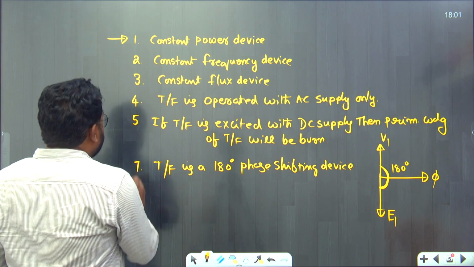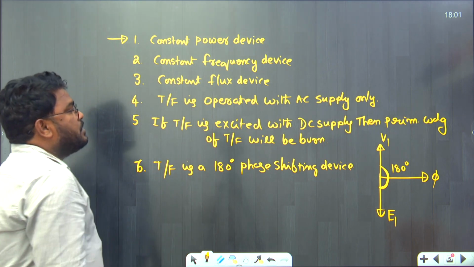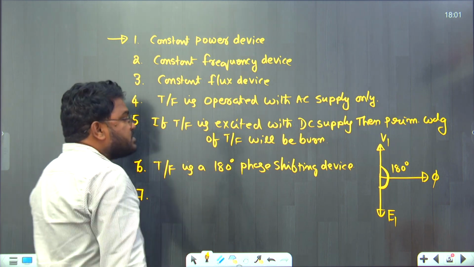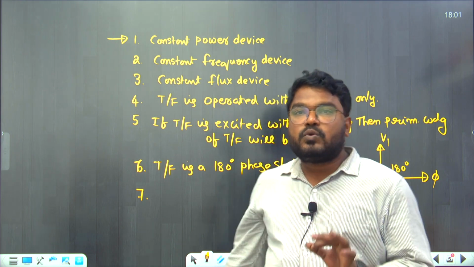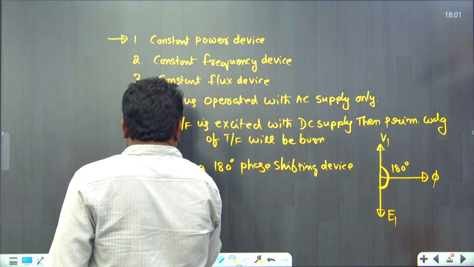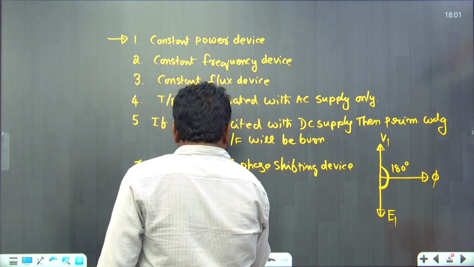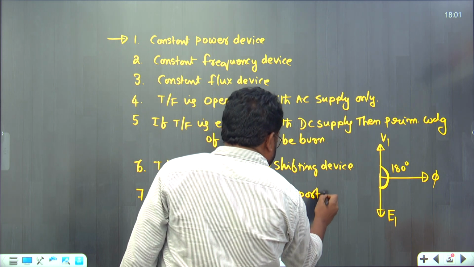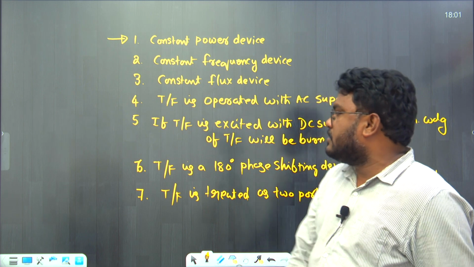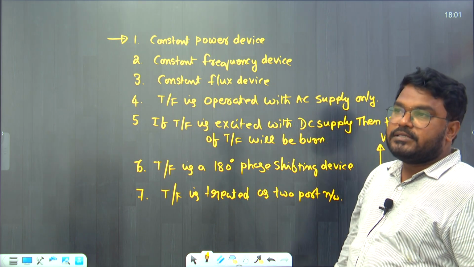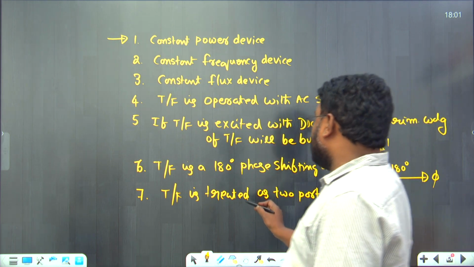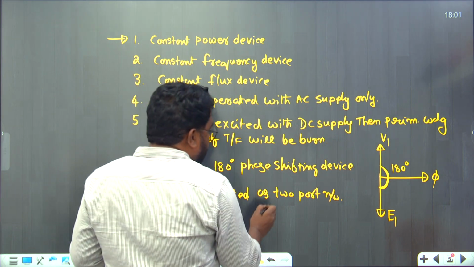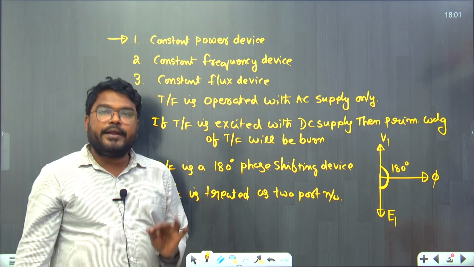Another short point in the basic concepts of the transformers: the transformer is treated as a two port network. The input side is one port and the output side is another port. So this is a two port network. The input parameters are E1 and I1, and the output parameters are V2 and I2.